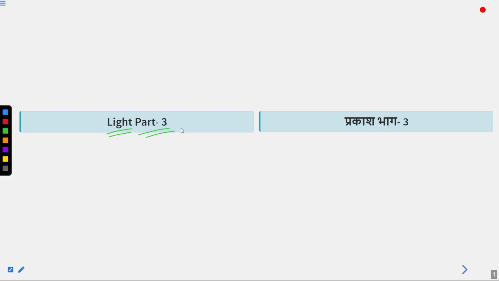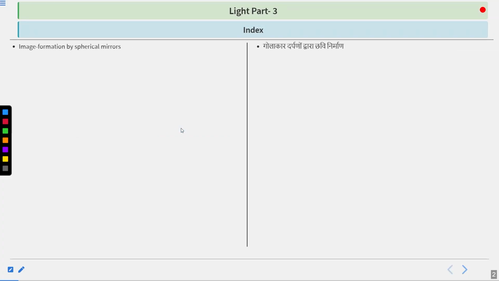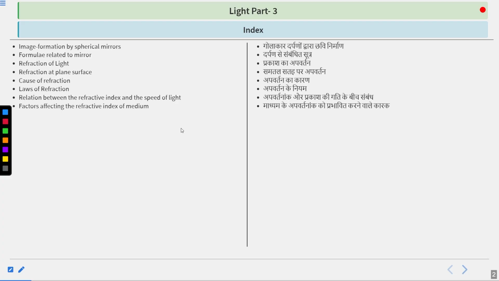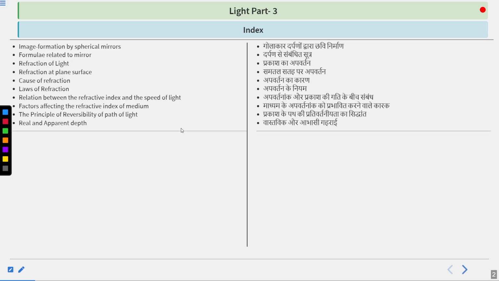Okay, so let's start. In this lecture, we are going to talk about image formation by spherical mirrors, formulae related to mirrors, refraction of light, refraction at a plane surface, cause of refraction, laws of refraction, relation between the refractive index and the speed of light, factors affecting the refractive index of a medium, the principle of reversibility of path of light, real and apparent depth.